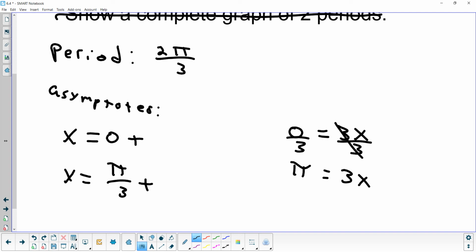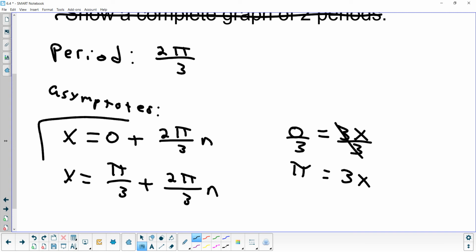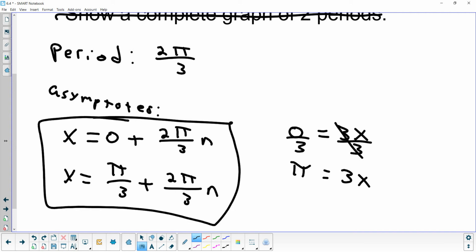And how often are those asymptotes going to repeat? Would it be every cycle? Every cycle, which in this case is 2 pi over 3. So you can add any number of cycles you want to the first asymptote or the second, and you will find another asymptote.